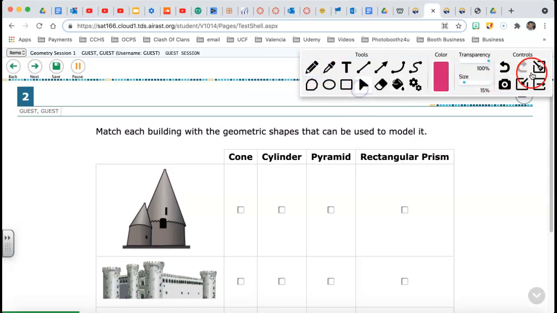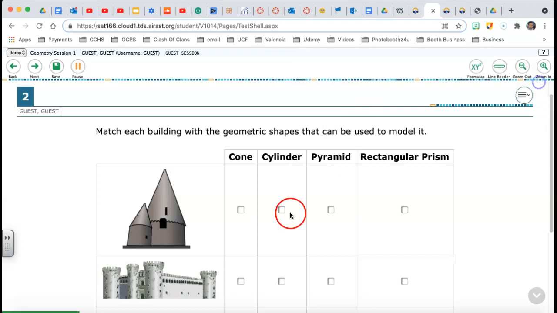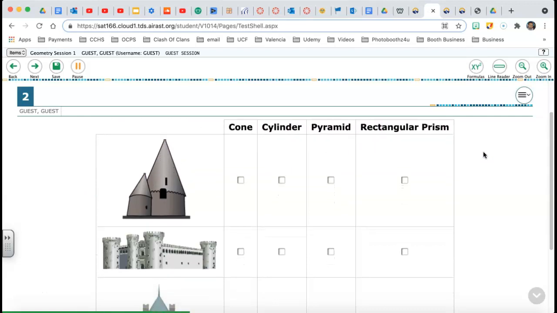Okay, let's bring out a pencil. Actually, we don't need a pencil. Match the building with the geometric shapes that can be used to model it. Oh, okay, great. So what geometric shapes do I have here? Guys, if you notice, you see the little circle right here, the arc. That means the base is a circle. If the base is a circle, that means this shape is a cylinder, the body of the building.